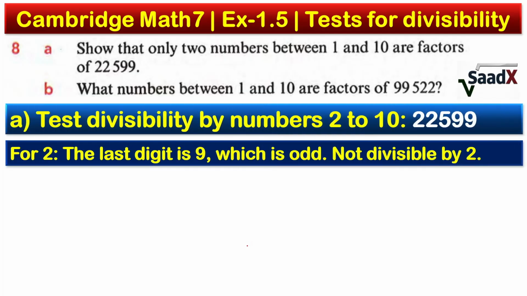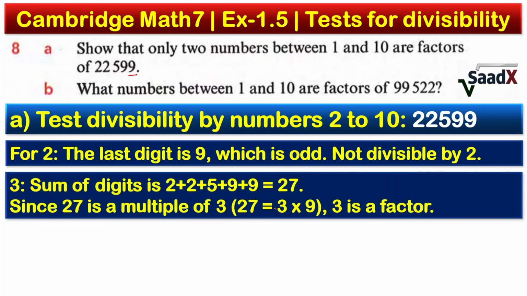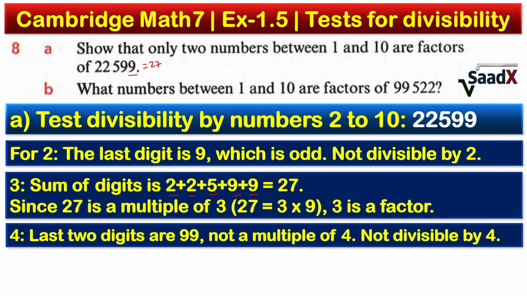First, check 2. Look, the last digit of this number is 9, which is odd, so it's not divisible by 2. It's a simple thing. Then this number is divisible by 3, because when we add the digits, 2 plus 2 plus 5 plus 9 plus 9 equals 27. 27 can be divided by 3. So 3 is a factor.